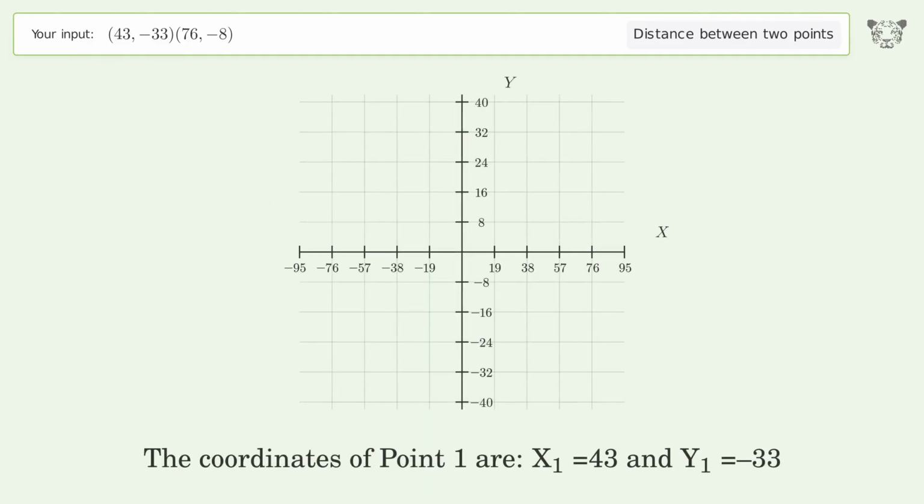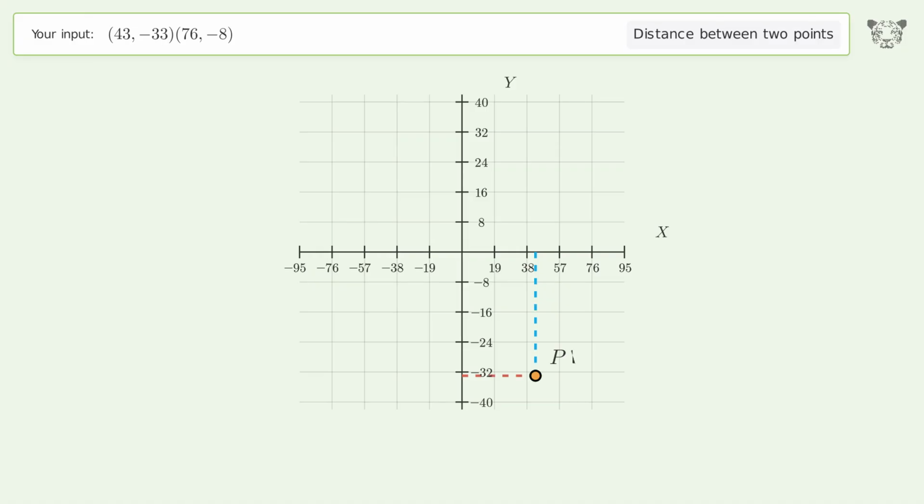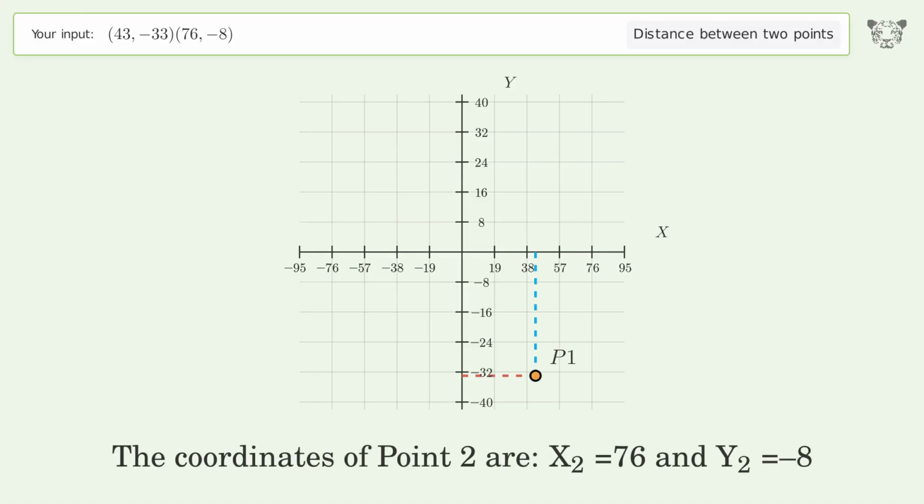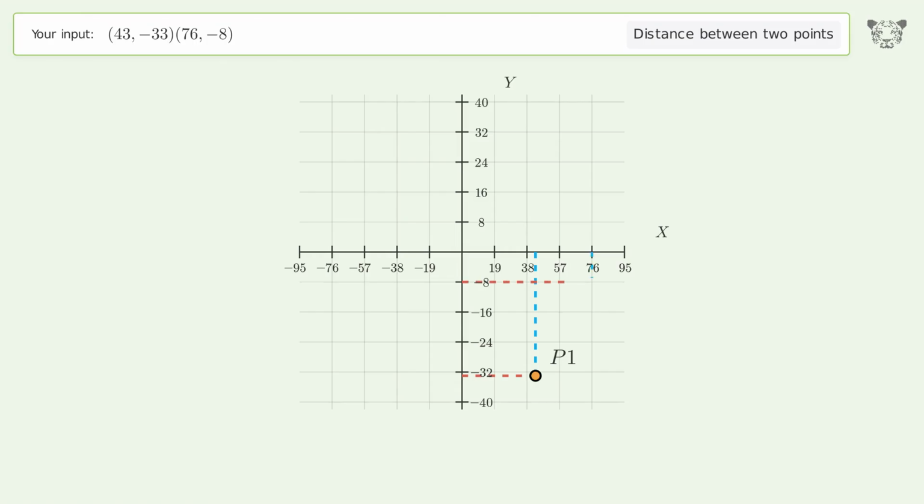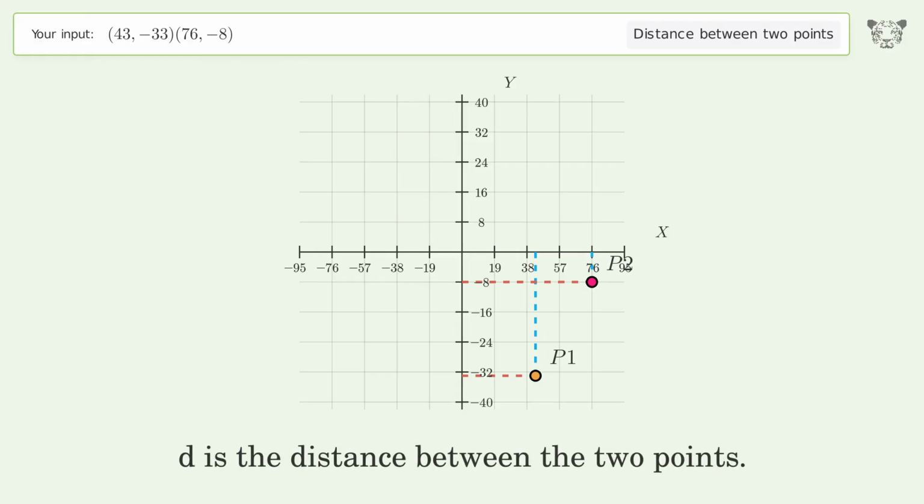The coordinates of point 1 are x1 equals 43 and y1 equals negative 33. The coordinates of point 2 are x2 equals 76 and y2 equals negative 8. D is the distance between the 2 points.